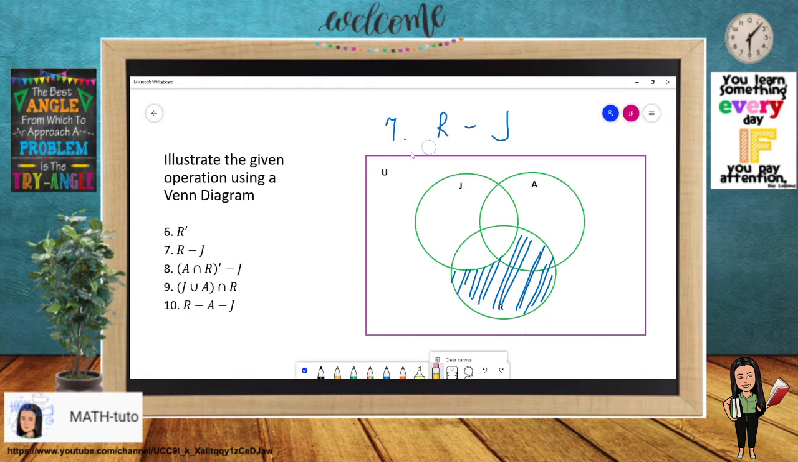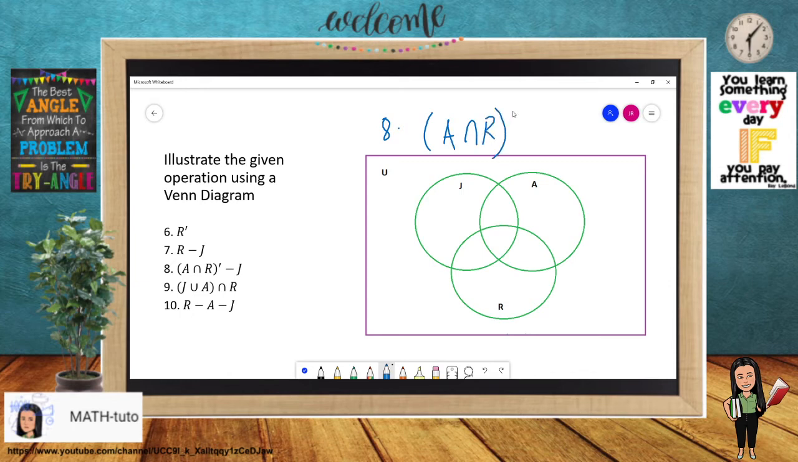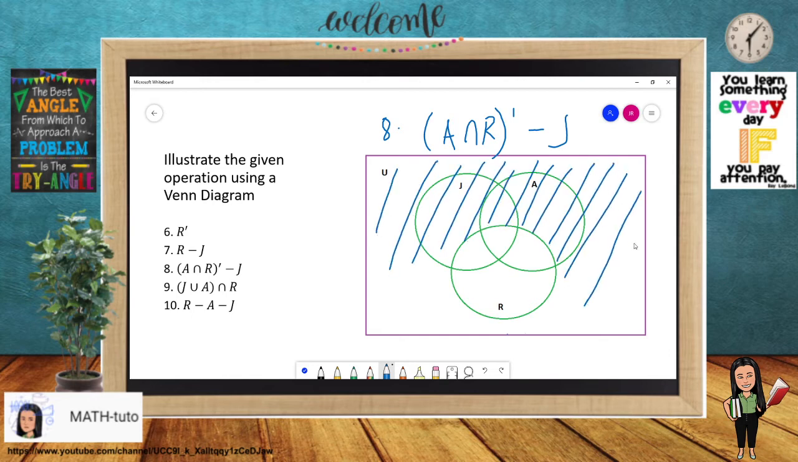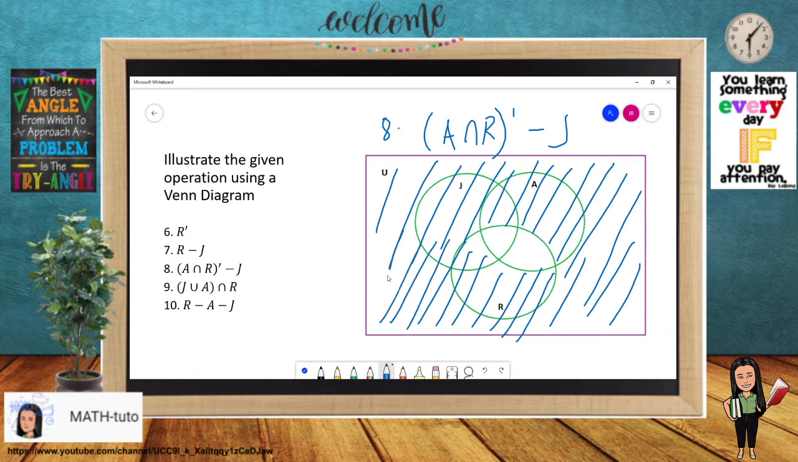Number 8, we have A intersection R and then complement minus J. Okay. A intersection R, ito yun. Pero complement, we will shade everything in the universal except for A intersection R, which is this portion here.